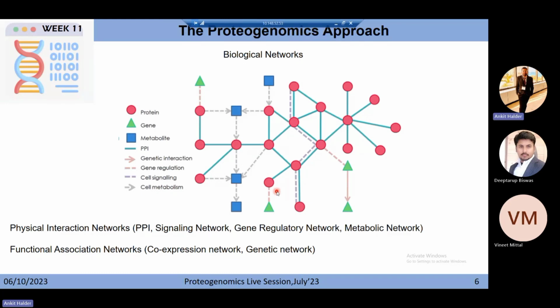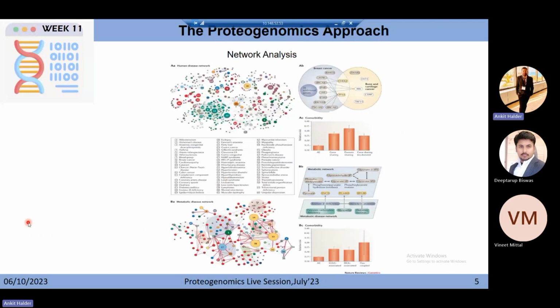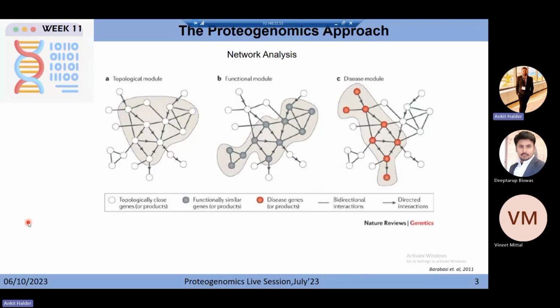Whenever you go through any manuscript, you will find that there are many networks and tools present. So here you can see the interactions, and if you look into it, there are the topological module, the functional module and the disease modules.